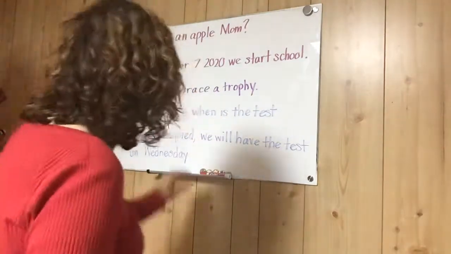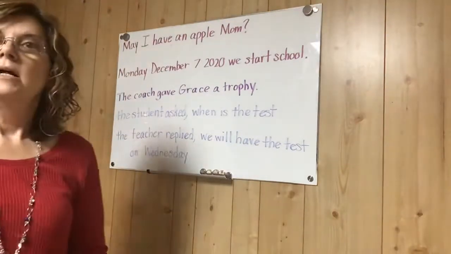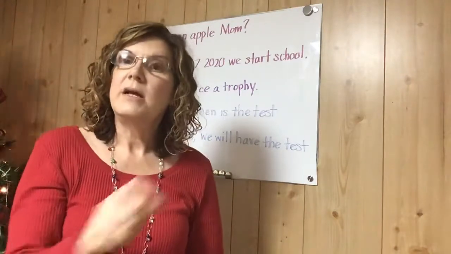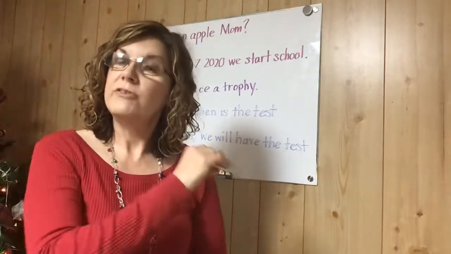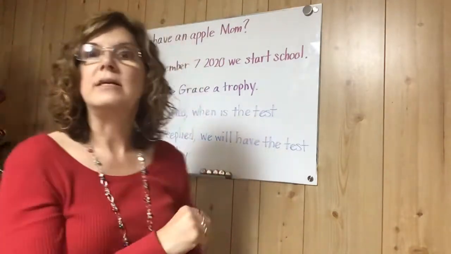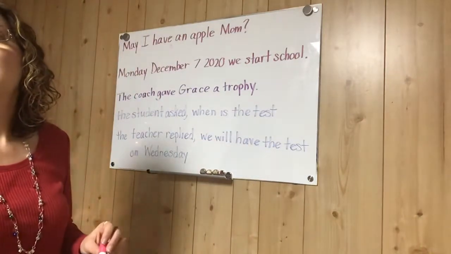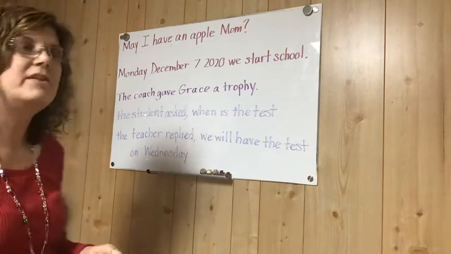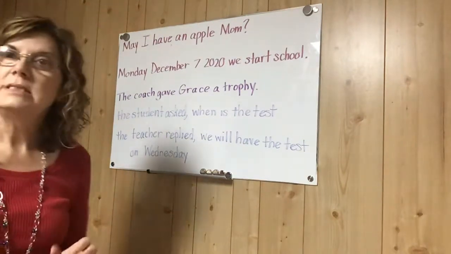All right, let's look first of all at my first sentence on the board. This is where you're going to rewrite. There's a section where they have written it out, and something's wrong with it. You have to rewrite it and write it correctly. So it says, may I have an apple, Mom? So what's missing?